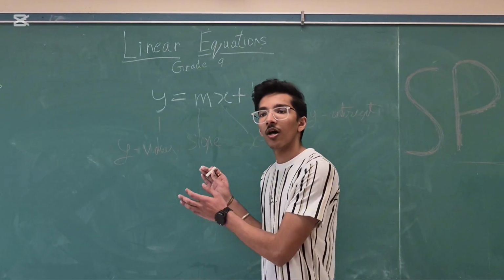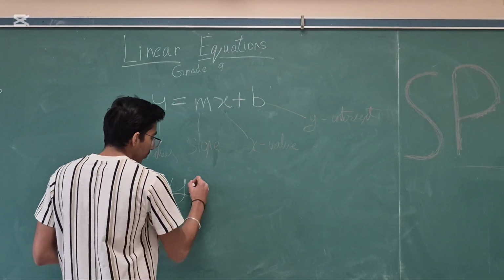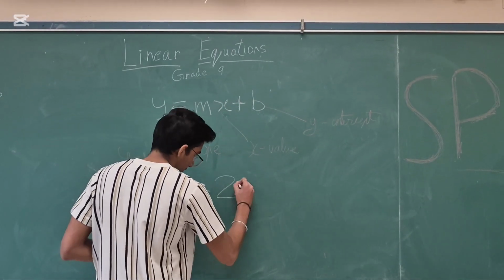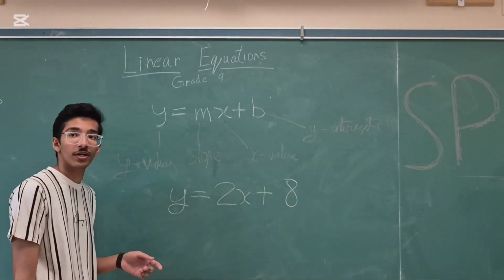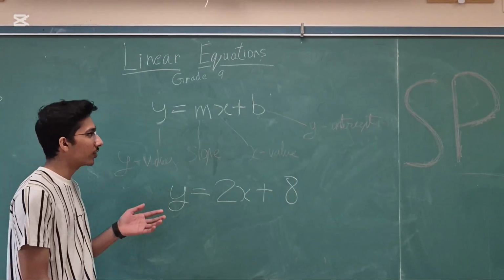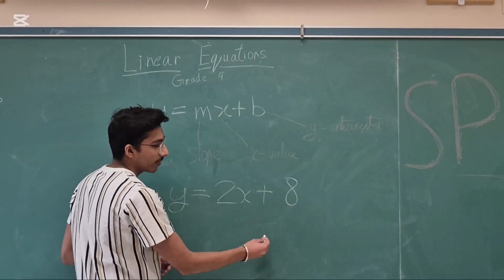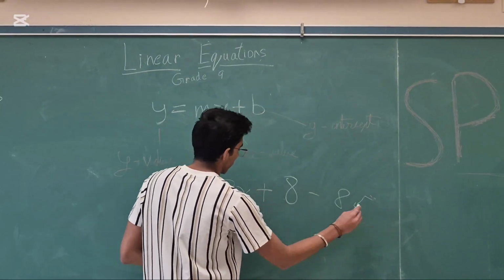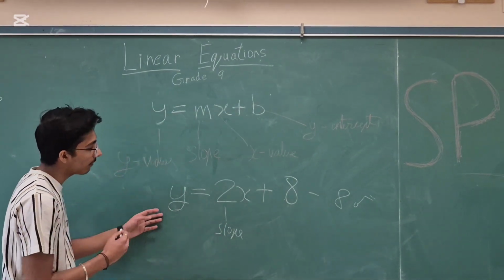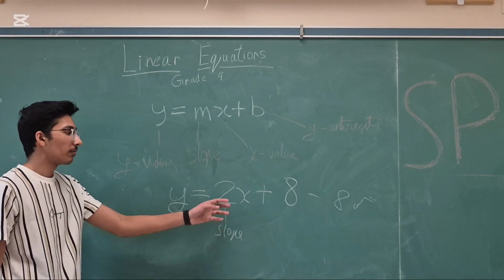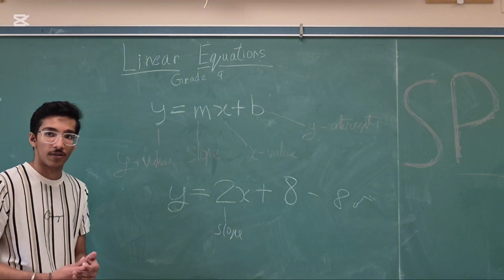So let me give you an example of an equation. Let's say y equals 2x plus 8. This is an equation, right? So using the same terms, 8 is the intercept, and 2 is the slope. And then you don't have the y values or the x values, because you have to put in the y values or the x values you want to find.